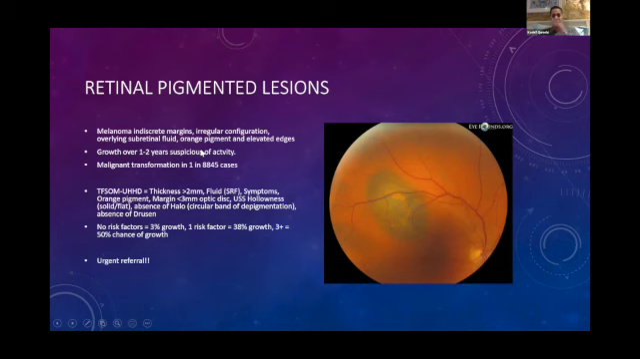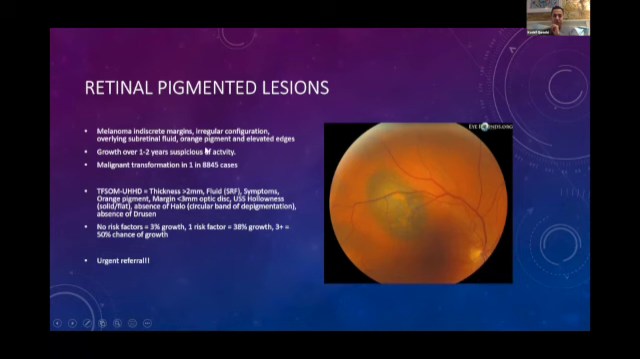If you see a lesion that is suspicious, what you're looking for, so melanomas in particular, which are urgent referrals and should be sent, or seen within 2 weeks, have indiscrete margins, generally an irregular configuration. Often there's overlying subretinal fluid. Sometimes, but quite often, there is orange pigment and elevated edges. And they grow over 1 or 2 years, with suspicious features of activity.